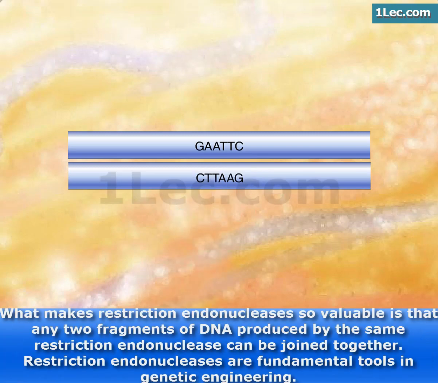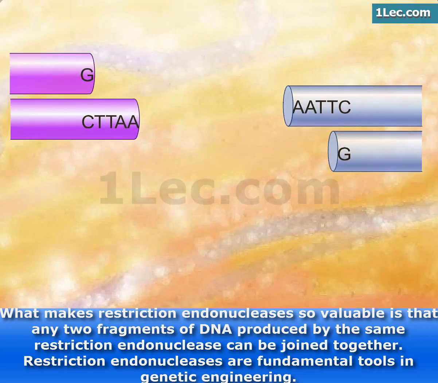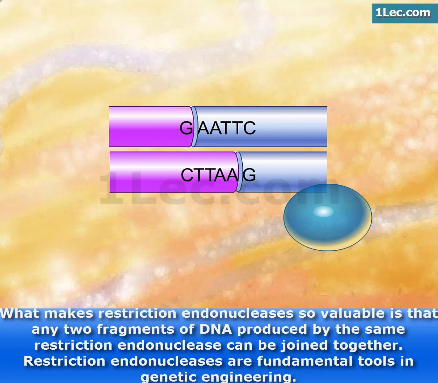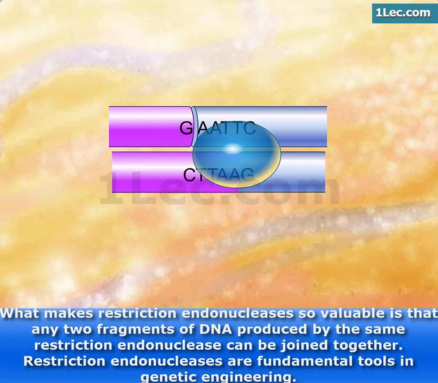What makes restriction endonucleases so valuable is that any two fragments of DNA produced by the same restriction endonuclease can be joined together. Restriction endonucleases are fundamental tools in genetic engineering.